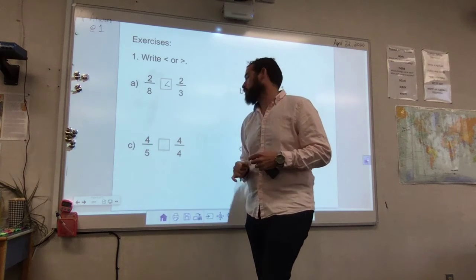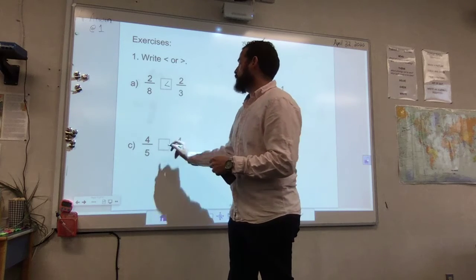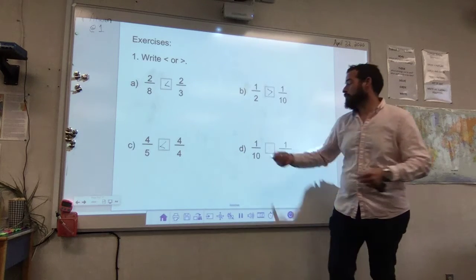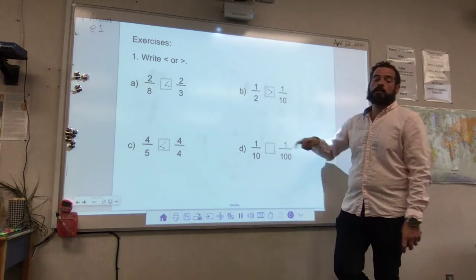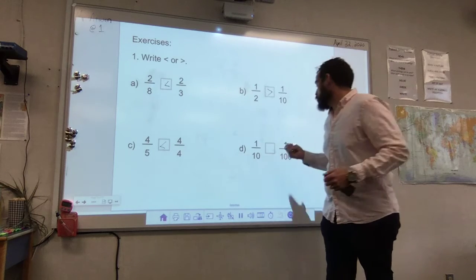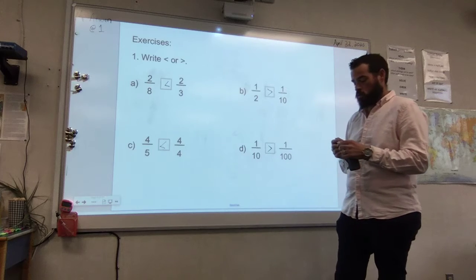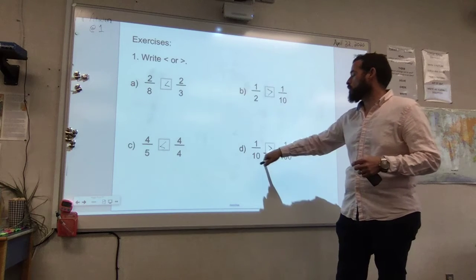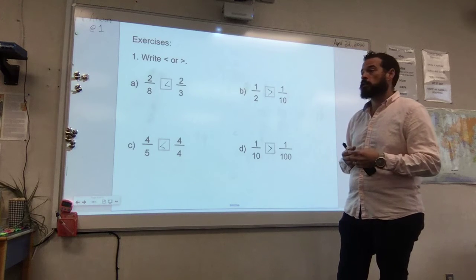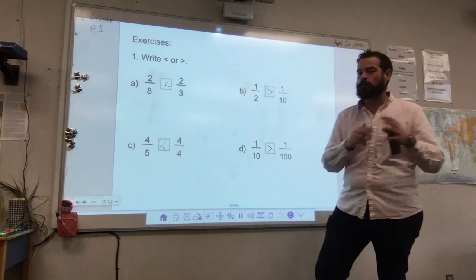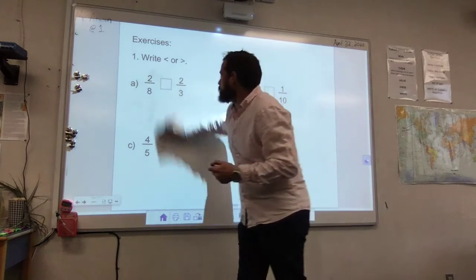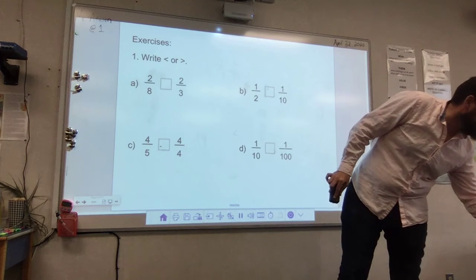4/5 or 4/4. Bigger number, 4/5 is less than 4/4. And finally, 1/10 compared to 1/100th. 1/10 is going to be greater than 1/100th. So numerators are the same. When the denominators are different, the smaller denominator is going to be the bigger fraction, the bigger part of a whole. All right, we only have a couple more slides left to go.